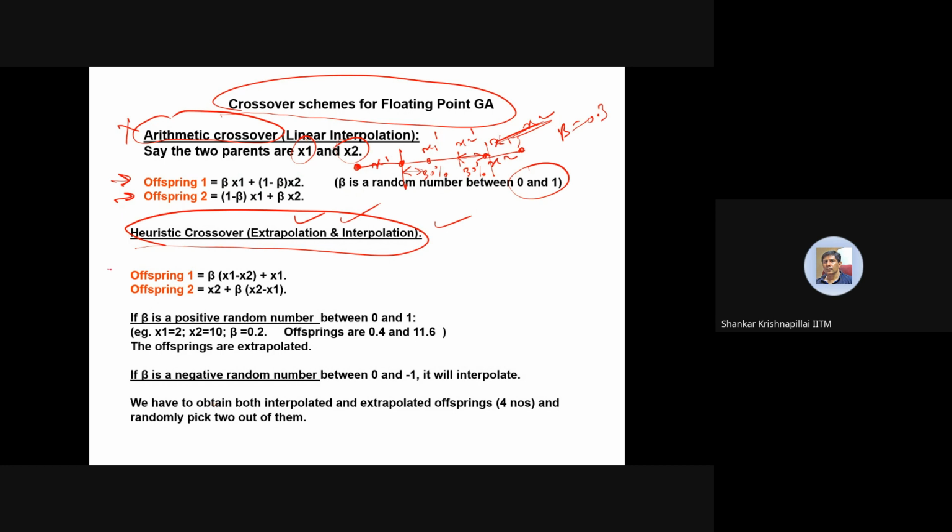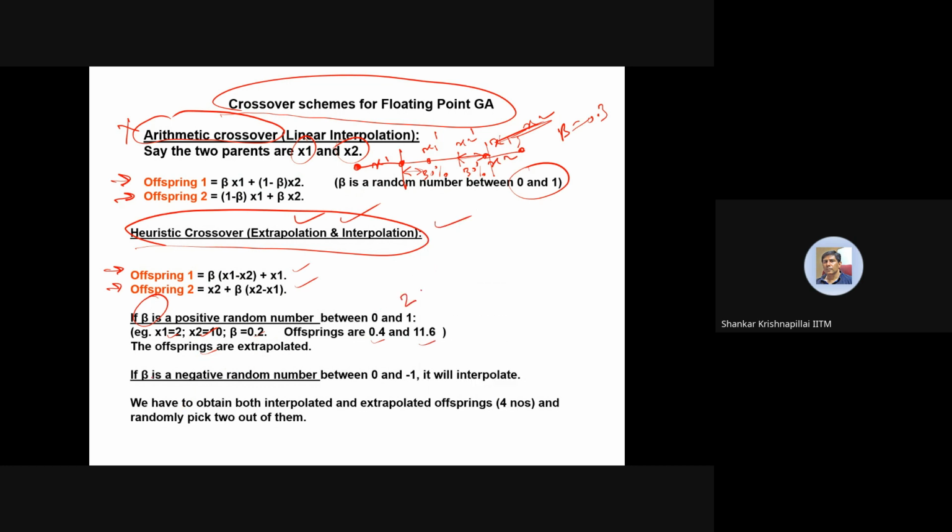The method is like this. Offspring 1 is defined as beta times (x1 minus x2) plus x1. Offspring 2 is x2 plus beta times (x2 minus x1). Here beta is a positive random number between 0 and 1. These two offsprings will be extrapolated, so they will be out of the range of x1 and x2. An example is given here. Suppose x1 equals 2, x2 equals 10, and beta equals 0.2. Then the offsprings are 0.4 and 11.6, which is out of the range of x1 and x2. So two offsprings are obtained like this.